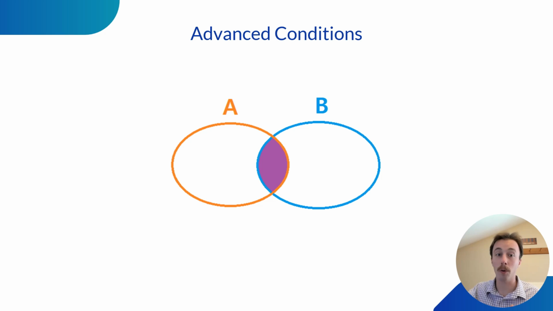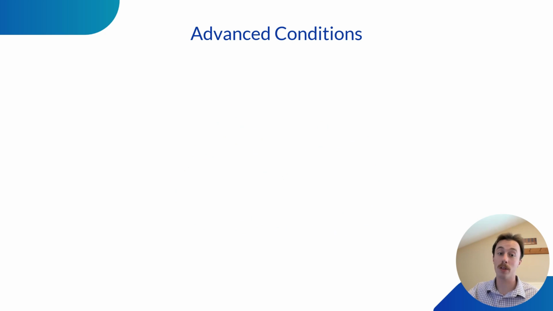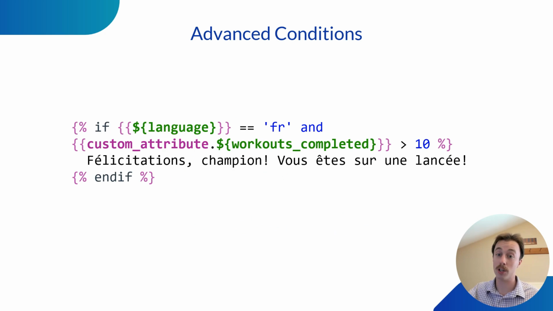Let's pump up our code with some advanced conditions using and, or, and also not. What if we want to target the rare users who speak French and have completed more than 10 workouts? And statements mean that the congrats message will only display if both of these conditions are true.